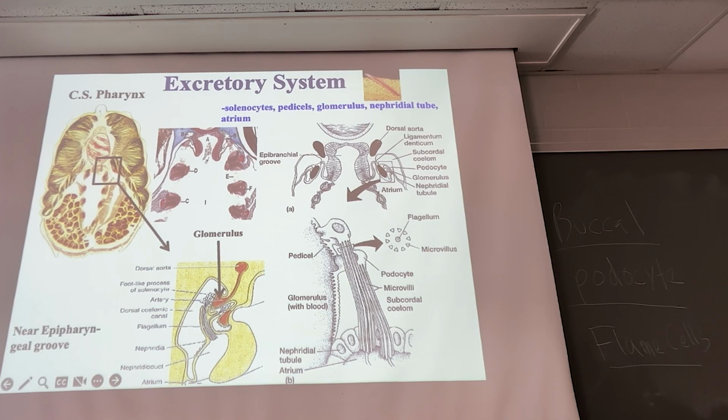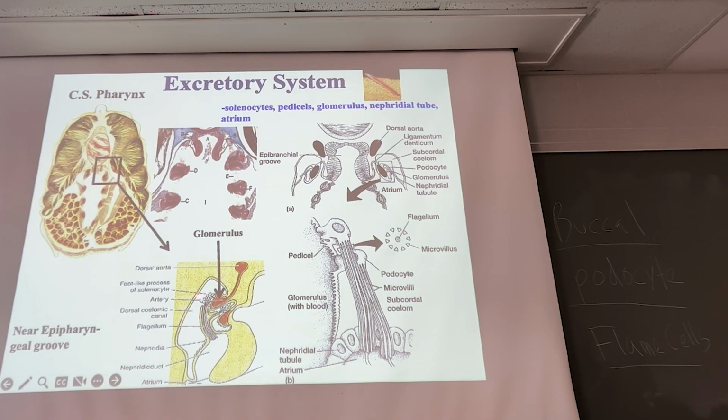So if you notice here, check this out. Here's their dorsal aorta up here. There are two of them, right? There's one here and one on the other side. They're going to send a blood vessel down that becomes a ball of capillaries called the glomerulus. And that ball of capillaries is going to be surrounded by these selenocytes, forming a little sac, if you will, or a little contained area. And they are going to drain into a nephridial tube, which is this tube right here.